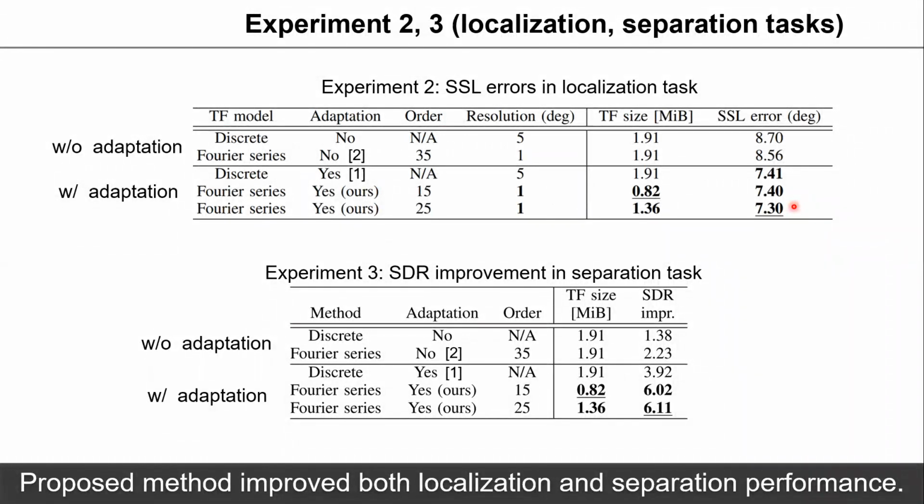Additionally, this table shows the separation results. As in the localization task, the adaptation significantly improved the SDR. Furthermore, the proposed Fourier-based adaptation method showed significantly better SDR than the conventional adaptation method. This may be because the proposed method can use arbitrary angular resolution, while the performance of the conventional TF model is limited to a predetermined angular resolution. Furthermore, by reducing the Fourier order, the TF set was reduced with a slight performance degradation.